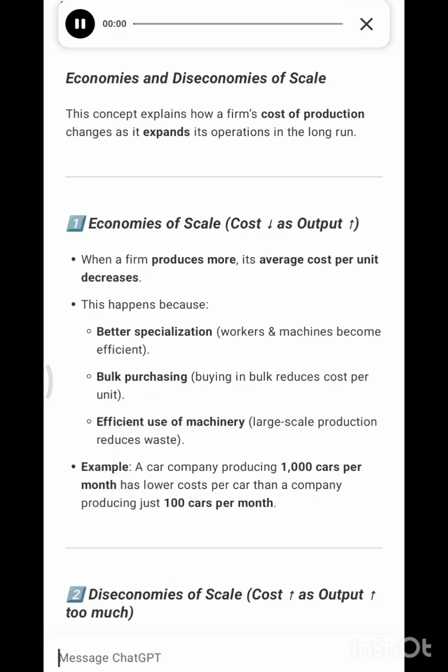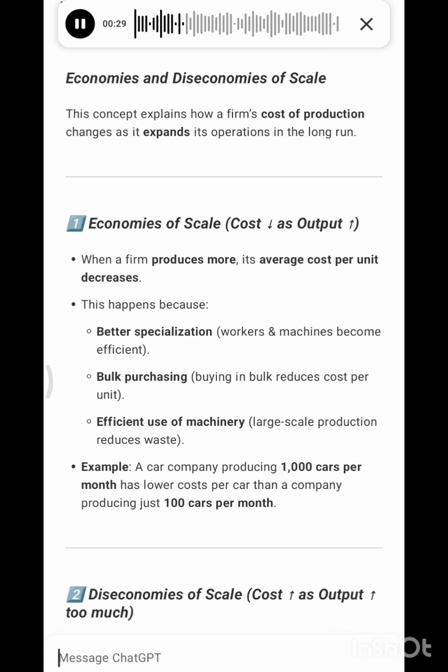Economies and diseconomies of scale. This concept explains how a firm's cost of production changes as it expands its operations in the long run. 1. Economies of scale: cost falls as output rises. When a firm produces more, its average cost per unit decreases. This happens because of better specialization, so workers and machines become efficient. Bulk purchasing, buying in bulk, reduces cost per unit.